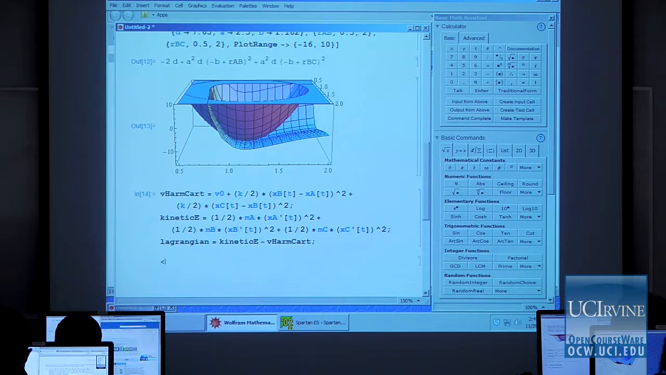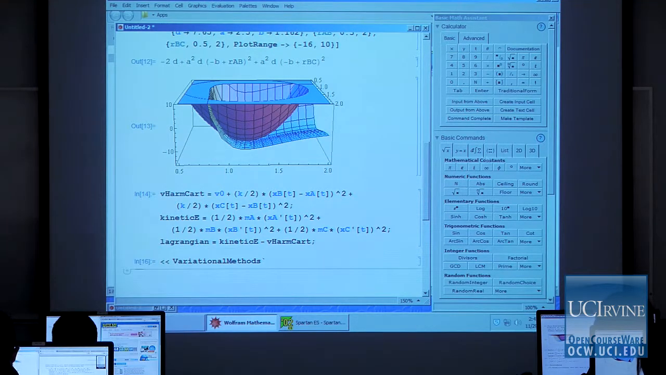So we say less than, variational, and then capital M, methods. Whoops, I have to spell it right. And then left single quote, and we can enter. All right.